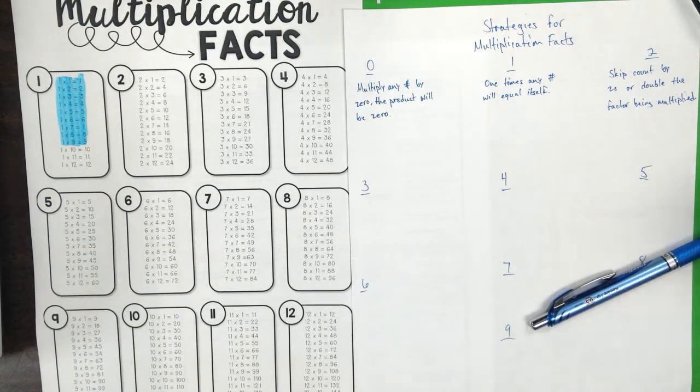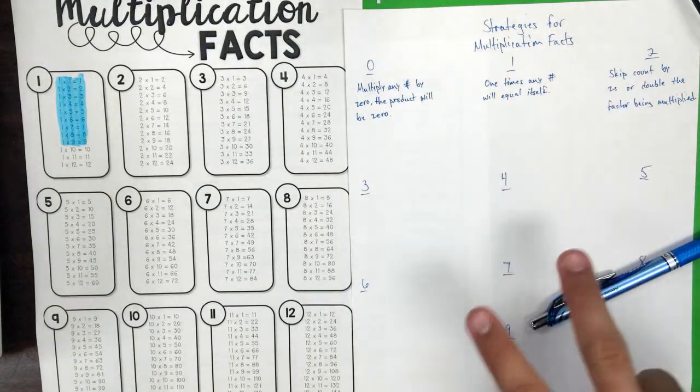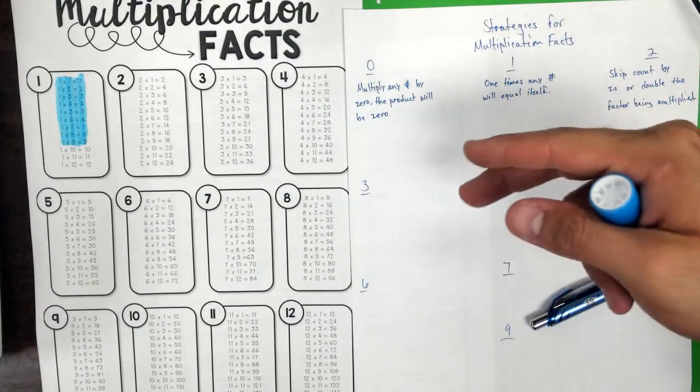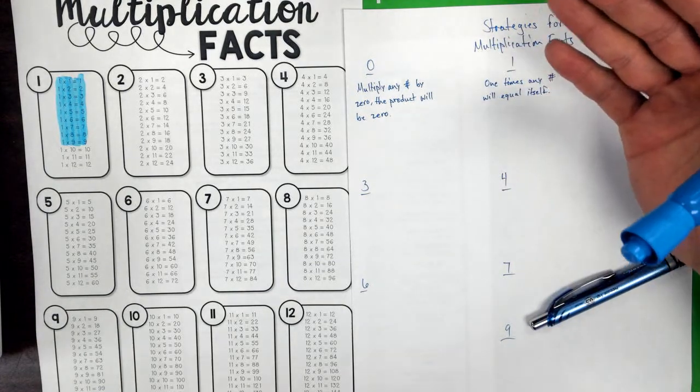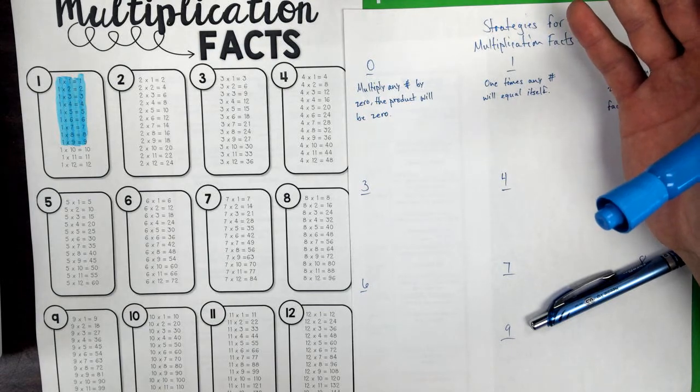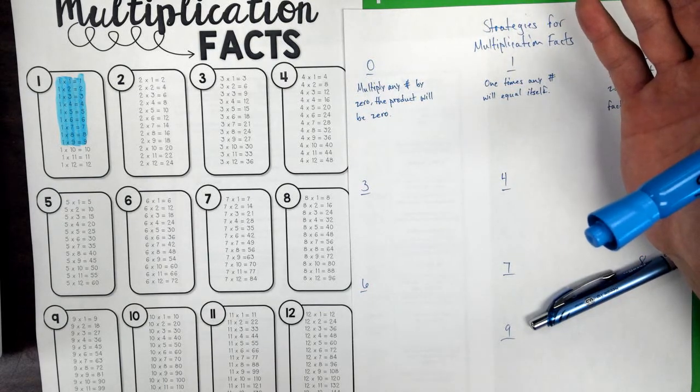the easy ones. Alright, so we'll start off with the zeros. Here's our little fact sheet reminder. So we're going to start off with the zeros. These are the easiest to remember simply because anytime you multiply a number by 0, the answer will always be 0. The product itself will be 0 anytime we multiply a number by 0.